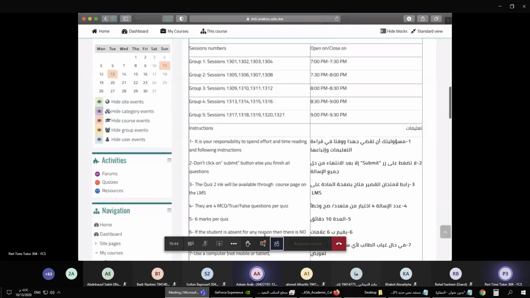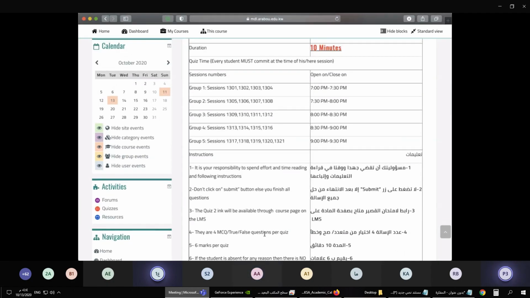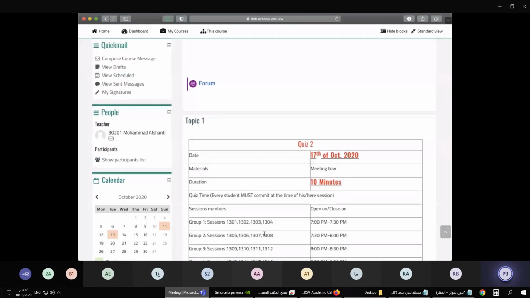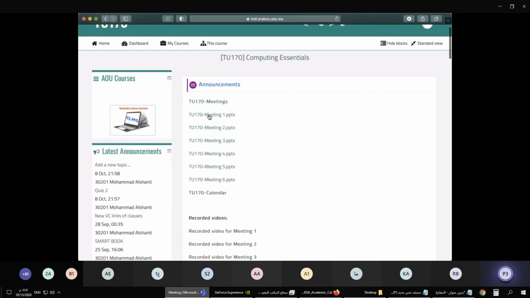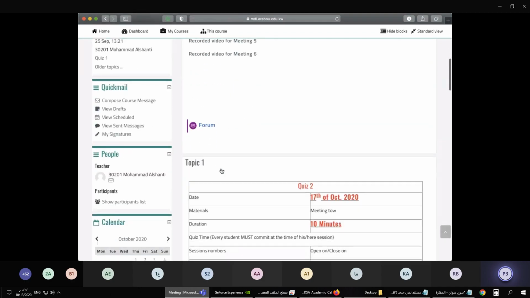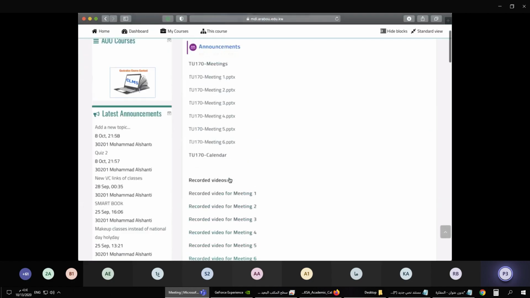Doctor, just unit 2? Yes, each quiz is about the previous meeting. Quiz 1 was about meeting 1, which was about 2 chapters. So quiz 2 will be about meeting 2. You can find the slides for each meeting here. You already finished quiz 1, and it was about meeting 1. Quiz 2 will be about meeting 2, and so on. If you have any question while studying the meeting slides, you can go to the ebook. Everyone knows how to go to the electronic book.